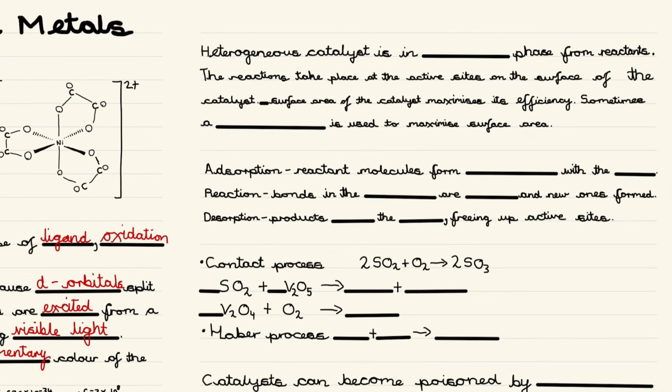A heterogeneous catalyst is in a different phase from the reactants. It's usually a solid. The reactions take place at the active sites on the surface of the catalyst. If we increase the surface area of the catalyst, we're maximizing how efficient it is. Sometimes a support medium is used to maximize the surface area.